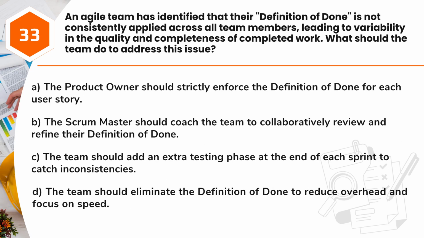Question 33. An Agile project team has identified that their definition of done is not consistently applied across all team members, leading to variability in the quality and completeness of completed work. What should the team do to address this issue? A. The product owner should strictly enforce the definition of done for each user story. B. The Scrum Master should coach the team to collaboratively review and refine their definition of done. C. The team should add an extra testing phase at the end of each sprint to catch inconsistencies. D. The team should eliminate the definition of done to reduce overhead and focus on speed.